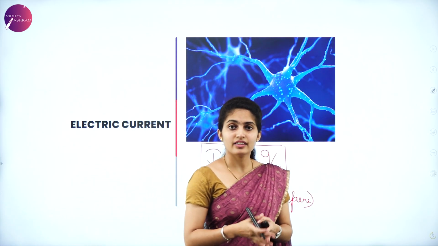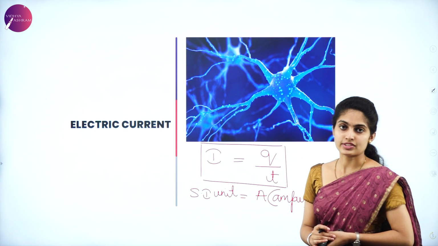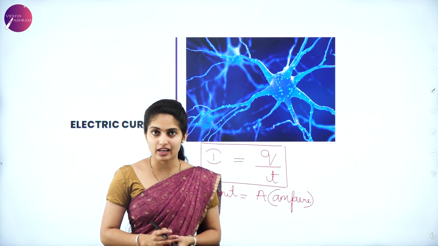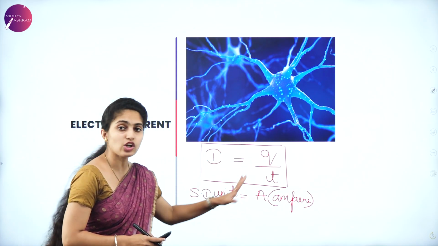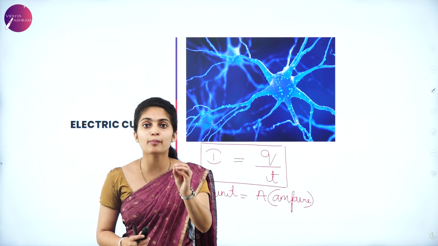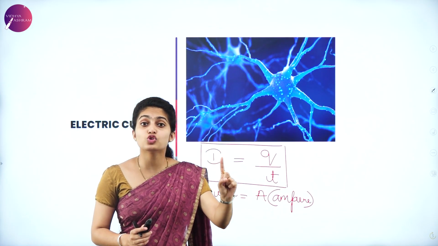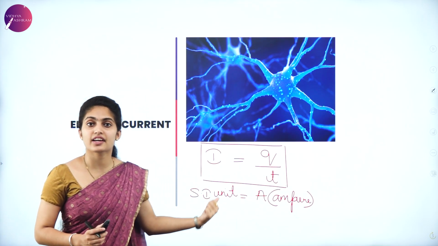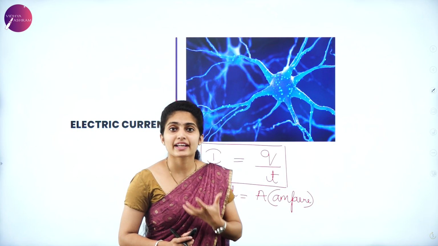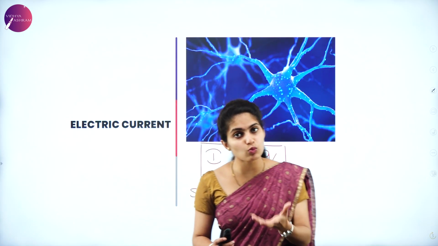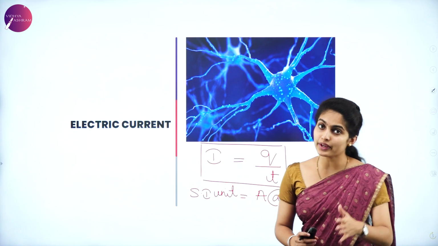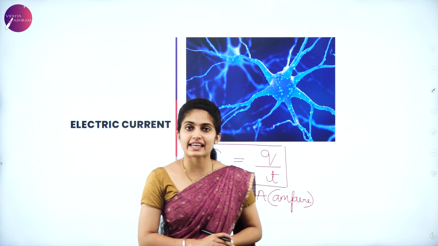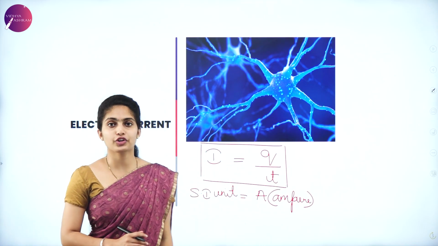Is electric current a vector quantity or a scalar quantity? Electric current is said to be a scalar quantity. That is because it has a certain magnitude, but there is no direction. It does not give any direction, but it only gives the magnitude of what charge is flowing and in what interval of time. So that is said to be the current, and it obeys the laws of scalar addition. That is all about current.